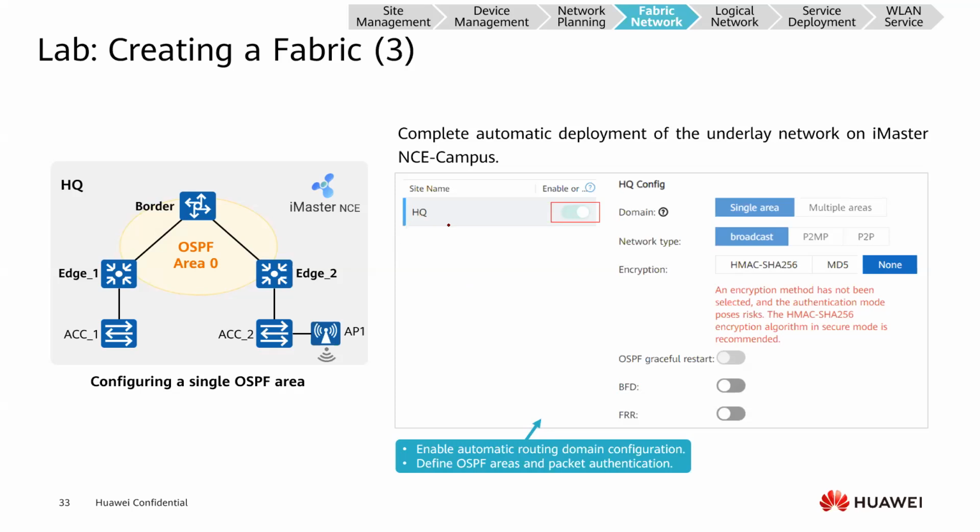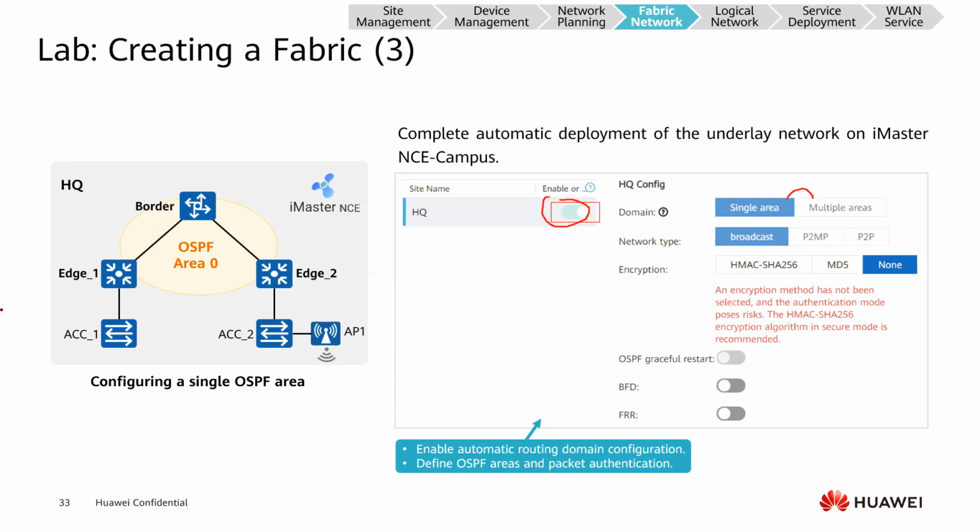First is for the underlay network. When you enable this function, you can choose to use one single area or separate areas. Also, you can choose the network types, choose the encryption types, and then it will deploy the OSPF on the network.